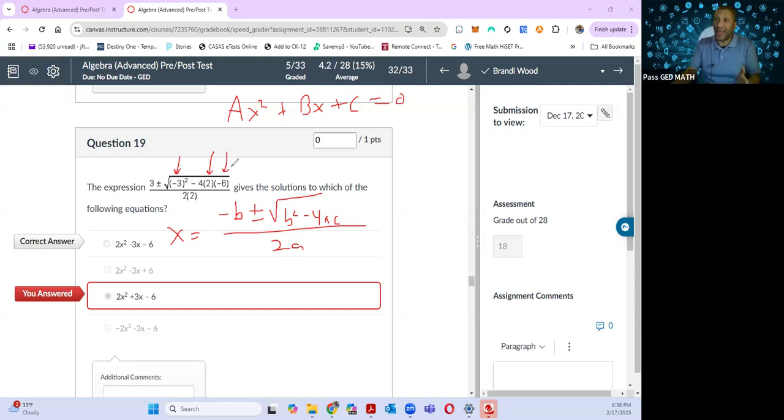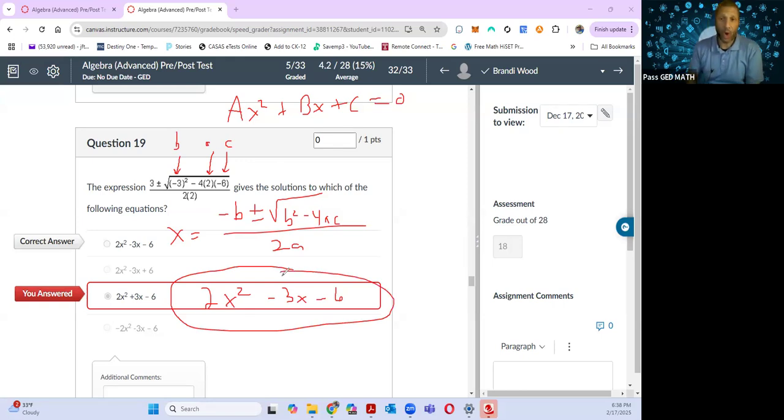So all I'm doing now is identifying what's A, B, and C. This was my B. This is my A. This is my C. So instead of A, I'm going to put a 2. So 2x squared. Instead of B, I'm going to put a -3. -3x. My C is -6. I'm done. Always go back to what you know.